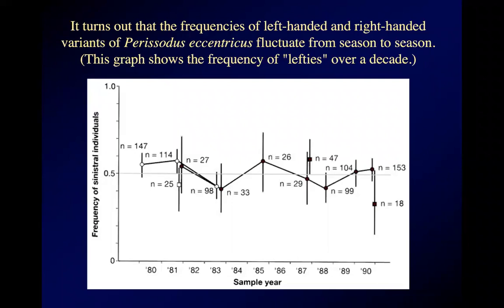And what I want you to see is that it zigzags. It oscillates fairly regularly, looks like with a period of roughly every 4 years. Lefties become more common, and then they diminish in frequency, and the righties dominate, and then the lefties become more common, and so on. Think about this.